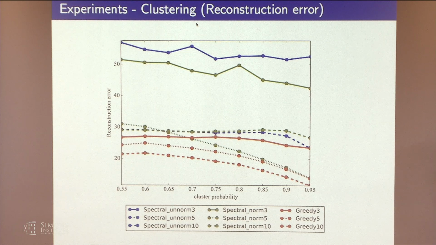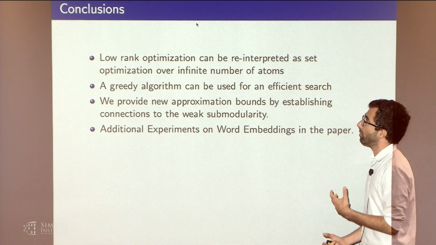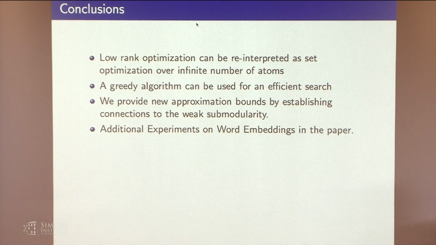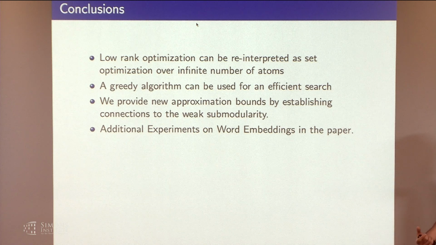Instead of looking at probability of correct clustering or assignment, we look at reconstructing the parameter matrix. And again, we see something similar. So at the end, what we have is we've reinterpreted this low-rank approximation problem as a set optimization over an infinite set of atoms and showed a new analysis for the greedy optimization. I heard people talk about word embeddings before. We have some word embedding experiments in our paper as well. Okay, thank you.